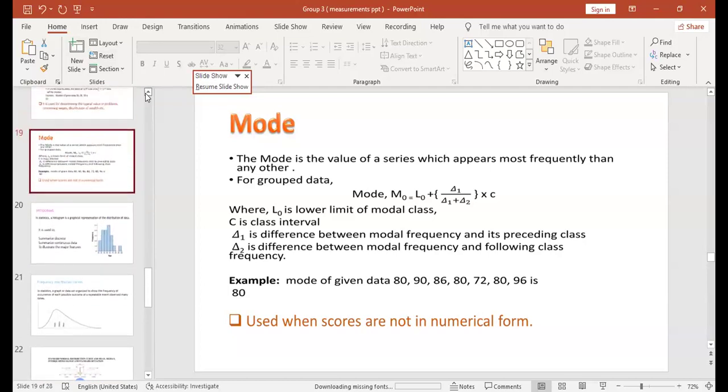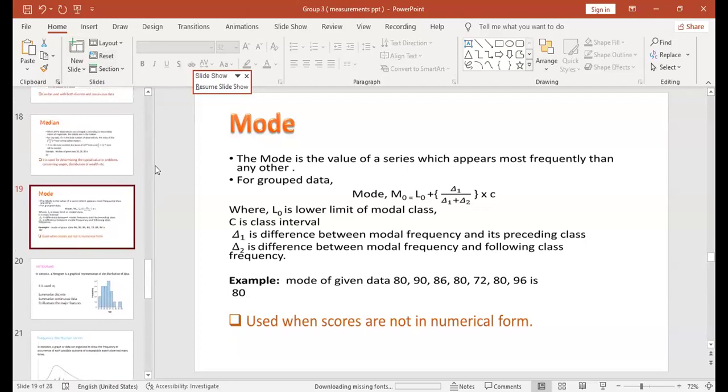Mode. The mode is the value of a series which appears more frequently than any other for grouped data. Uses of mode. Usually the mode is used, for example, when scores are not in numerical form. Remember, the mode is telling you what the most common answer is. So modes are good when the data involved are categorical instead of numerical. The most common score among the group represents the mode.